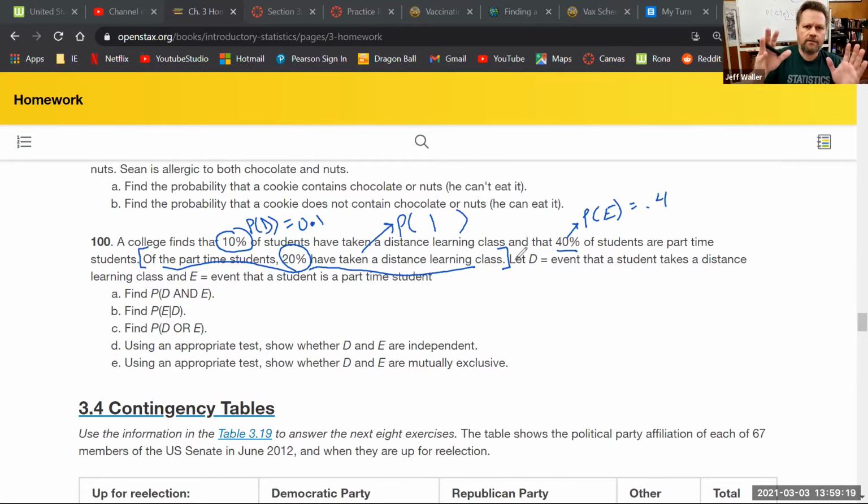Of the part-time students. So aren't I talking just about the part-time students? So isn't it given that they're part-time? So given they're part-time, 20% have taken a distance learning class. The probability they've taken a distance learning class, given that they're part-time. And by the way, I know this looks like it says "die." Don't worry. Okay.